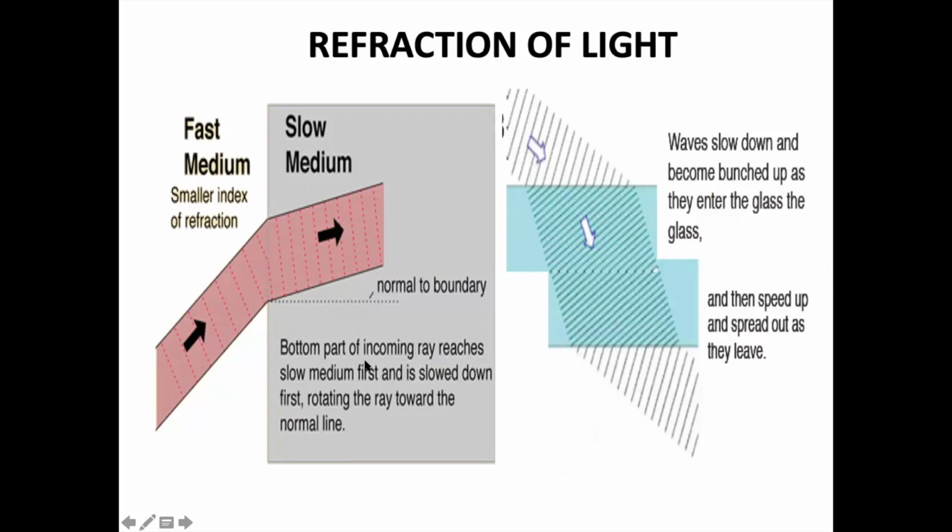The bottom part of the incoming rays reaches the slow medium first and is slowed down first, rotating the ray towards the normal line. So here it is moving first, then it will rotate towards the normal. The waves slow down and become bunched up as they enter the glass. So this is air and this is glass. They are slowing down. Remember the contact area, it remains there. They are not moving away from the contact.